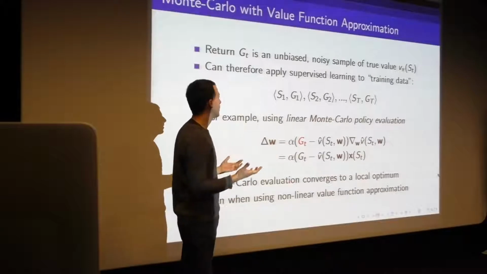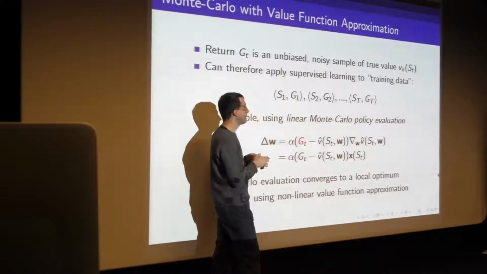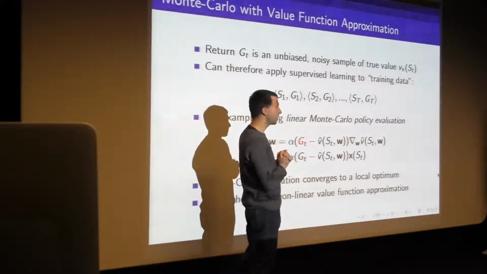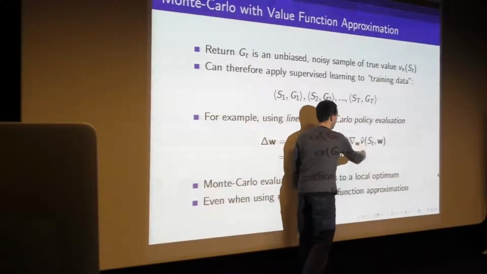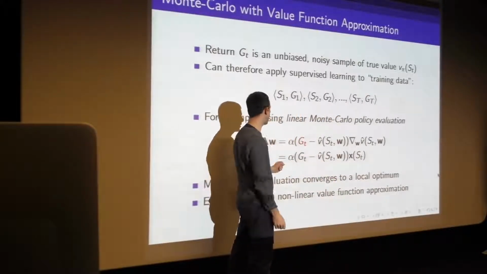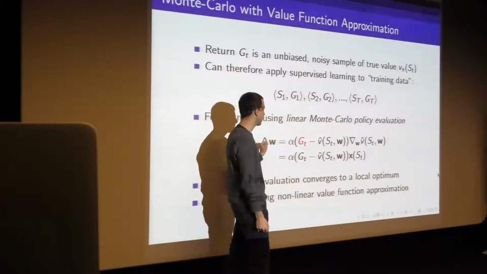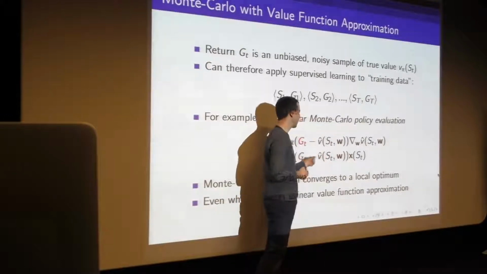And the simplest case is using linear Monte Carlo policy evaluation. This is the same as the last slide, but now all we're going to do is substitute in our linear function approximation, so the gradient just becomes the feature vector, and we plug in the return. So we adjust the weights of our linear combination a little bit in the direction that corrects our estimated value towards the return.